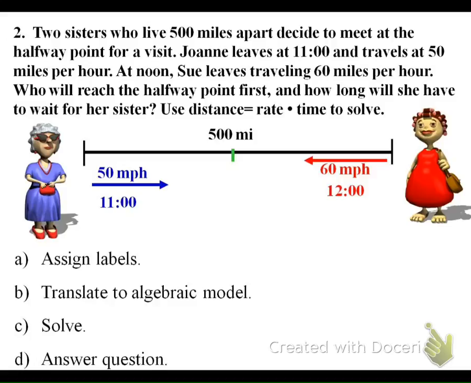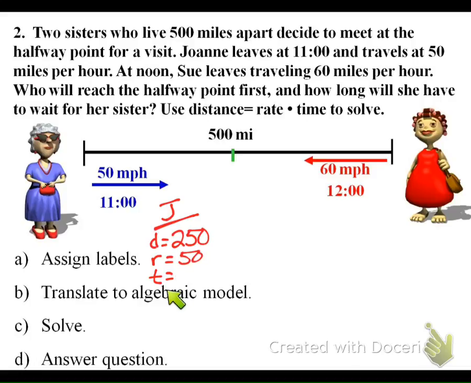So I'm going to go through this problem twice. I'm going to start with Joanne. I'll just label it J. I'll do it in red. So do we know distance, rate, and time for Joanne? How far has she got to go? 250. Good. They're each traveling half of the 500. So she's going to travel 250 miles. Do we know how fast she's going? Her rate? 50 miles per hour.